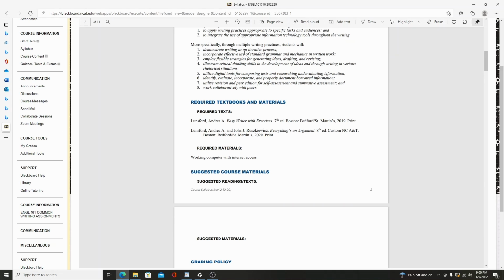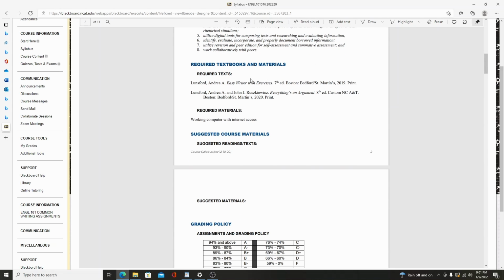You should ultimately be able to demonstrate a good writing process, incorporate standard grammar and mechanics, employ flexible strategies for generating ideas, drafts, and revising your writing, illustrate critical thinking skills, and utilize digital tools for composing text, so PowerPoint, Microsoft Word, various other technologies. Identify, evaluate, incorporate, and properly document borrowed information. So again, research skills. Be able to do revision and peer edit for self-assessment, and be able to work well with others.